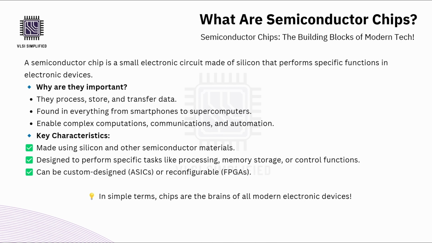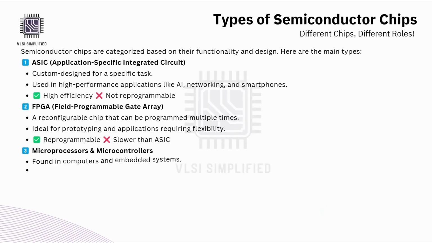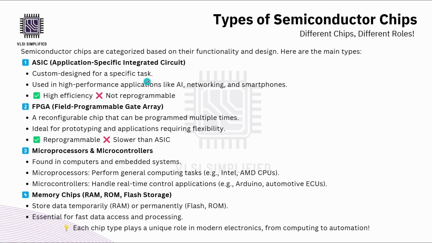Now that we understand what semiconductor chips are, let's explore their different types. Not all chips are the same. Depending on their design, functionality, and purpose, we can categorize them into different types: ASICs, FPGAs, microprocessors, microcontrollers, and memory chips. ASICs. These are custom built for a specific function and offer high performance. You will find them in AI processors, network devices, and smartphones.